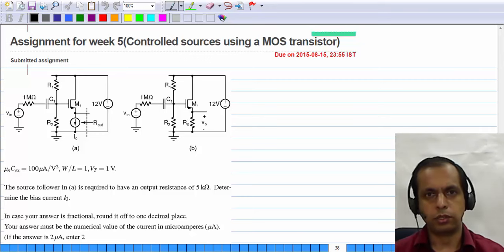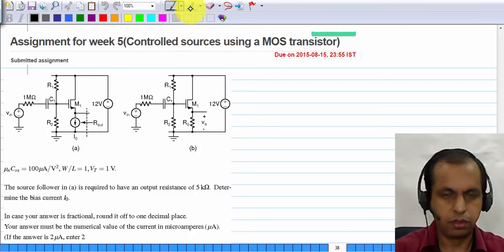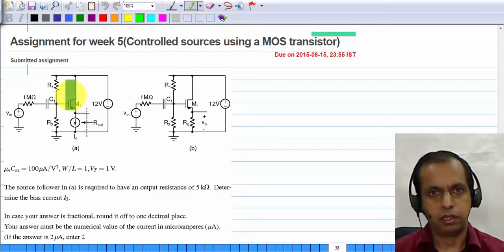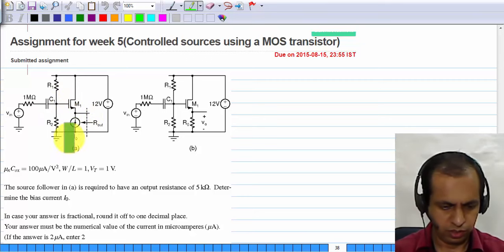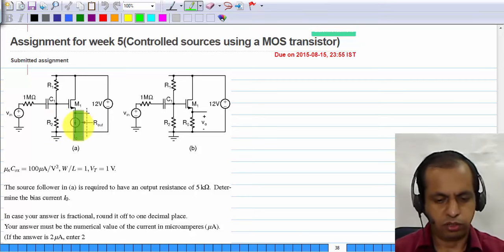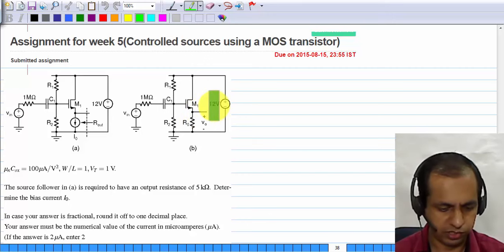Now we'll look at the solution to the fifth assignment. The first problem here is a control source, a source follower realized using MOS transistors. Now it has a bias current I0 which is substituted by a resistor R0 for biasing.